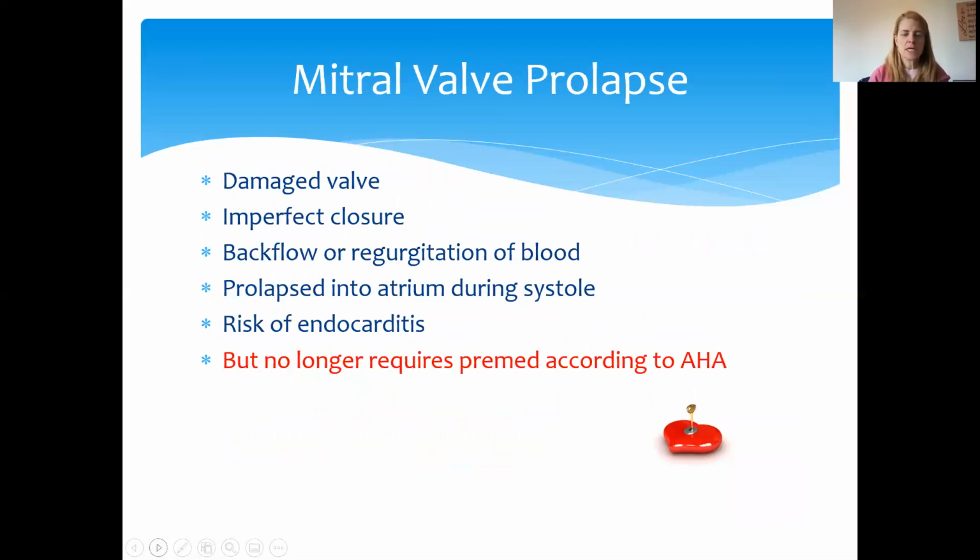Mitral valve prolapse is when the valve between the chambers of the heart is damaged. It does not close well. The three parts come together and it doesn't close well, and there's a backflow or regurgitation of the blood. It prolapses back into the atrium during the systole phase of the blood pressure, and there is a risk of endocarditis. This, again, is no longer requiring pre-med. The valve can't close correctly, and the blood can sit around that valve and regurgitate. So bacteria can stick to that valve because it's allowed to sit there longer than it's supposed to.